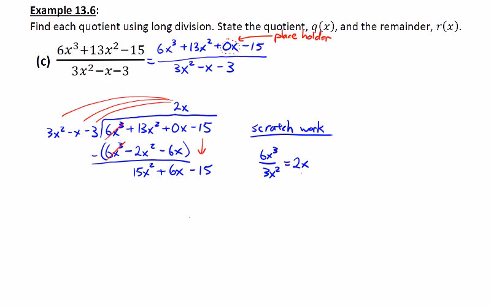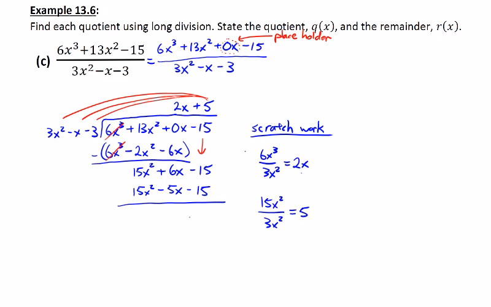Let's do one more round. We're going to take the 15x squared, see how many times 3x squared will divide into that, and that's going to end up being 5. That's a plus 5 to join the 2x, and we'll go through another round of that multiplication. So 5 gets multiplied to the entire divisor there, giving you 15x squared minus 5x minus 15. Subtract that quantity from 15x squared plus 6x minus 15.